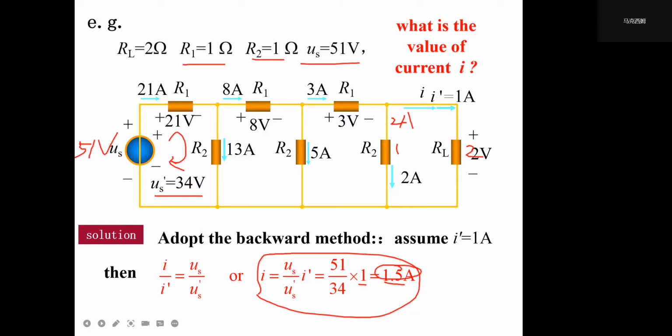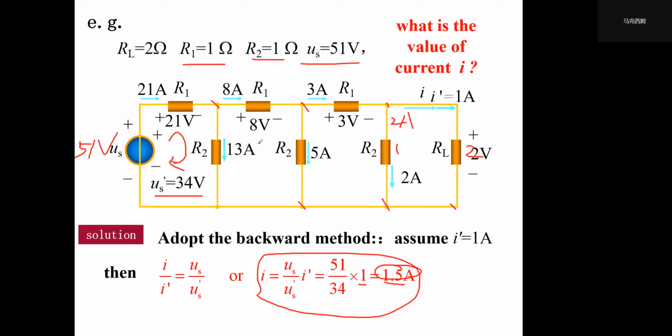So I think, could you follow? Do you follow? I think this is not a very difficult one, right? So by calculating the corresponding voltage between those two nodes, we can calculate this stuff step by step.